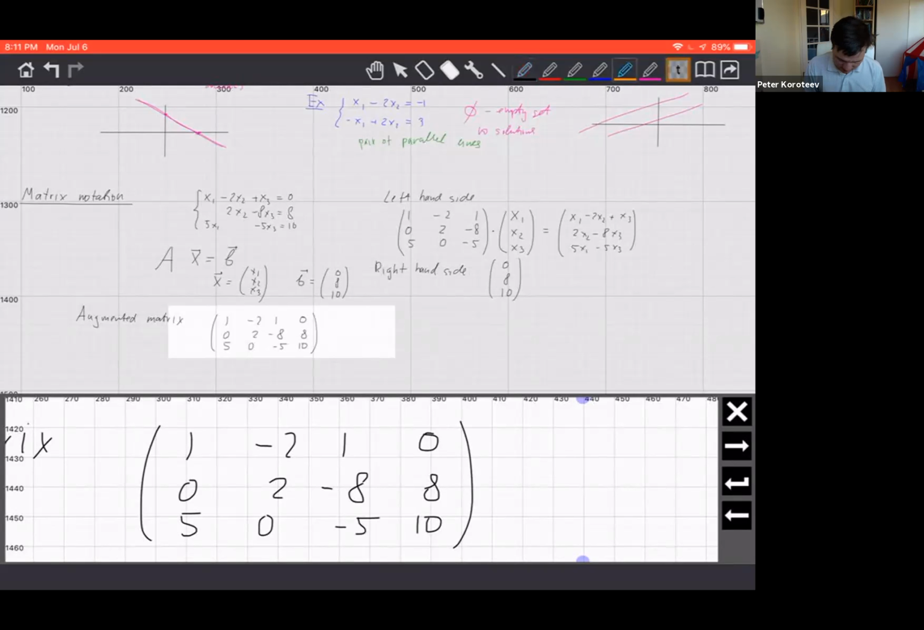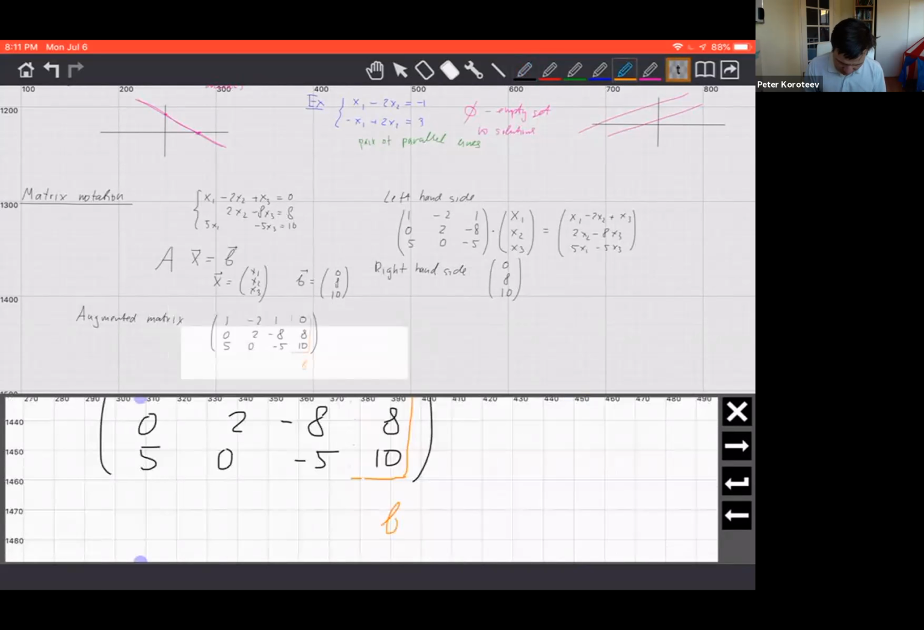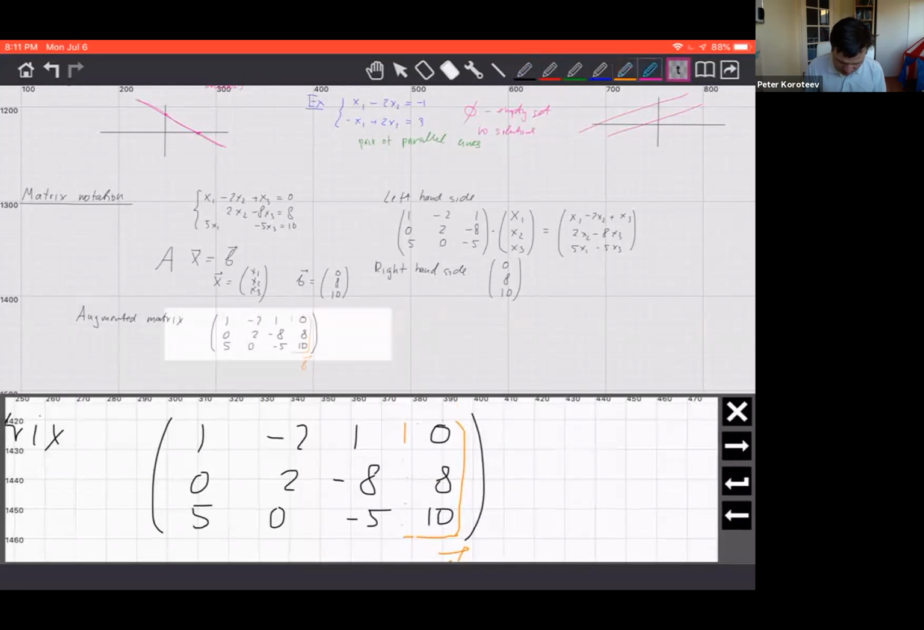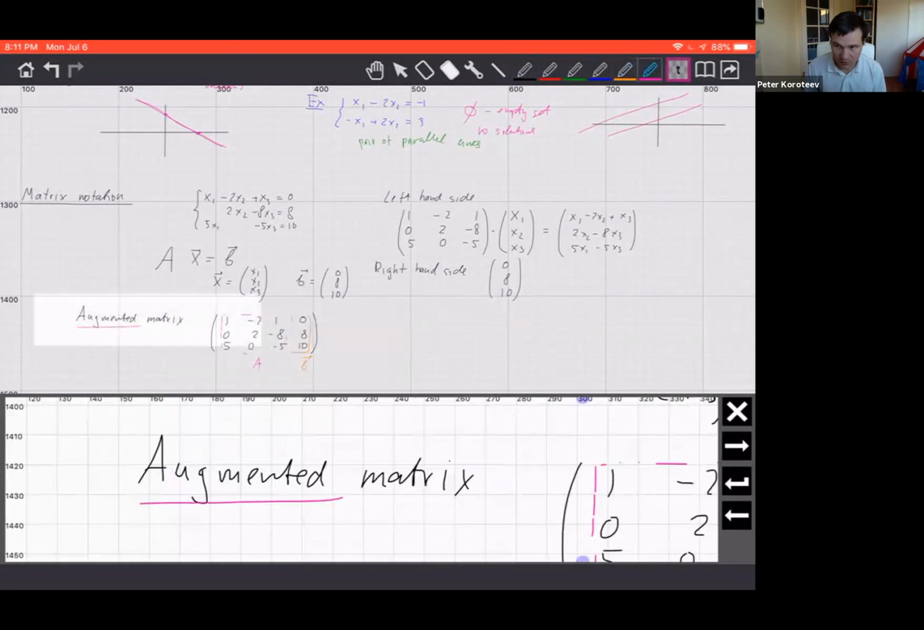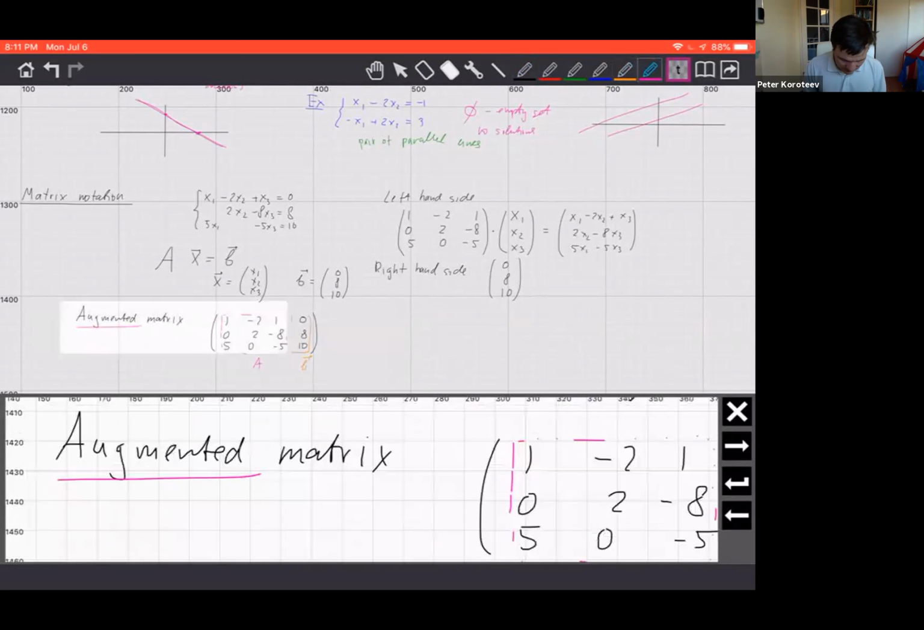So you can see here that this is the vector b, and this is matrix A. So this is called the augmented matrix, right? In this case, it's a matrix of size 3 by 4, where the first number refers to the number of rows in the matrix. There are 3 rows, and the second number is the number of columns.